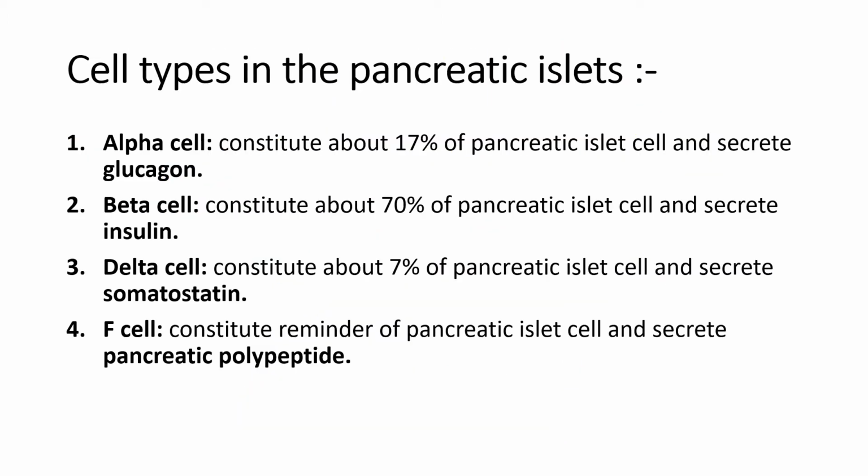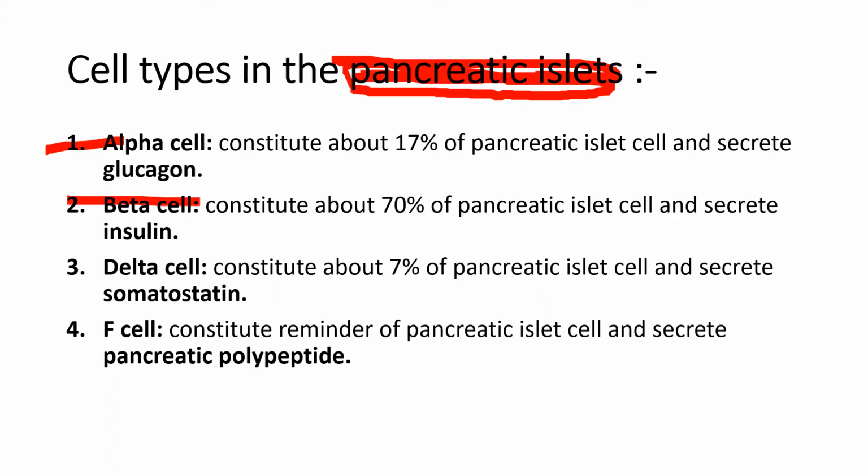Next, we have the types of cells present in the pancreatic islets, that is the islets of Langerhans. In the islets of Langerhans we have four types of cells: alpha cells, beta cells, delta cells, and F cells. The alpha cells secrete glucagon, beta cells secrete insulin, delta cells secrete somatostatin, and F cells are responsible for pancreatic polypeptide.